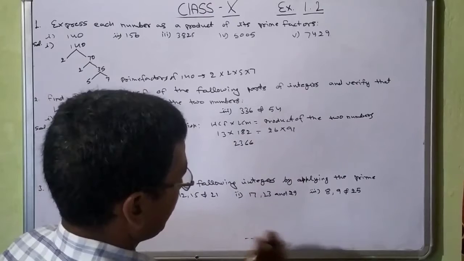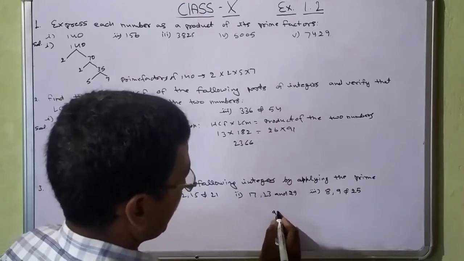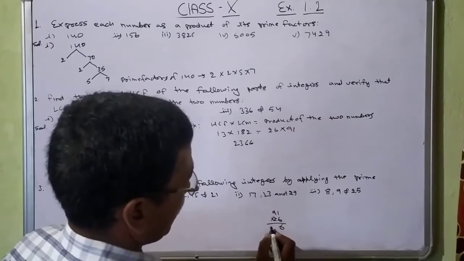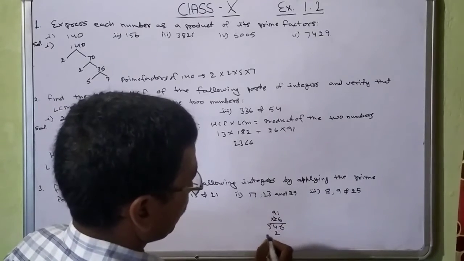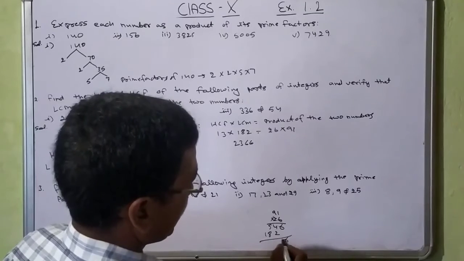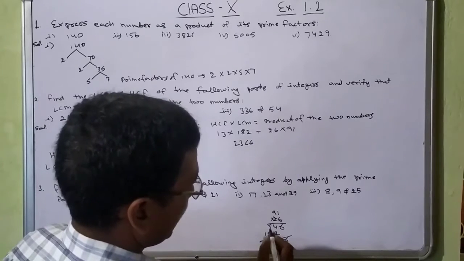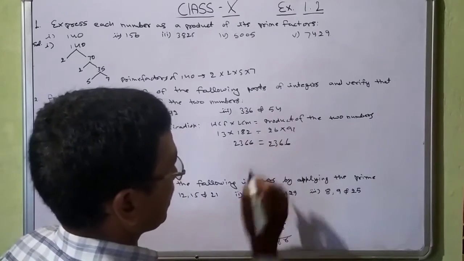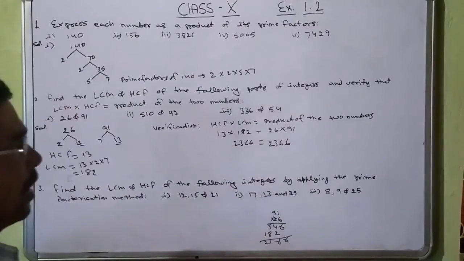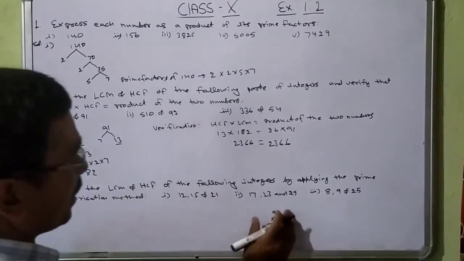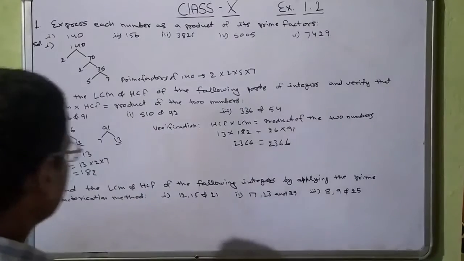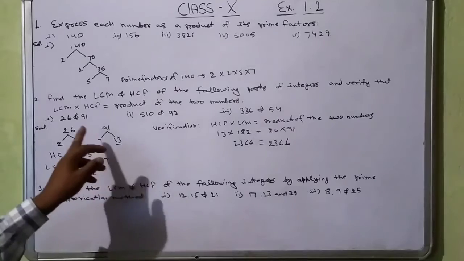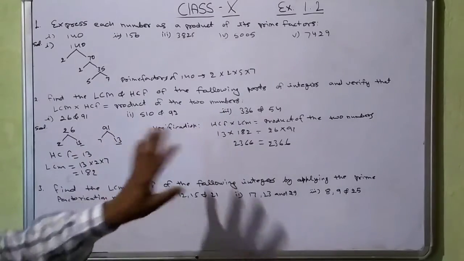Now we will check this one. 91 multiplied by 26 also gives 2366. So both answers are the same, so our LCM and HCF are right. Next, find the LCM and HCF of the following pairs. The other parts you can do in the same way.